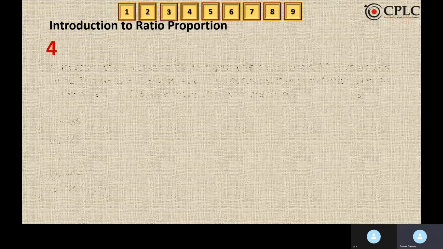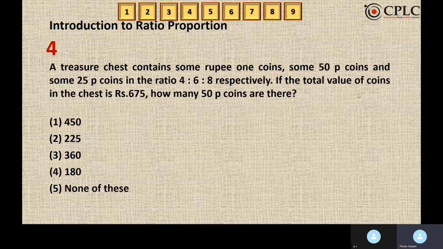A treasure chest contains some rupee 1 coins, some 50 paise coins and some 25 paise coins in the ratio 4 is to 6 is to 8 respectively. If the total value of coins in the chest is rupees 675, how many 50 paise coins are there?